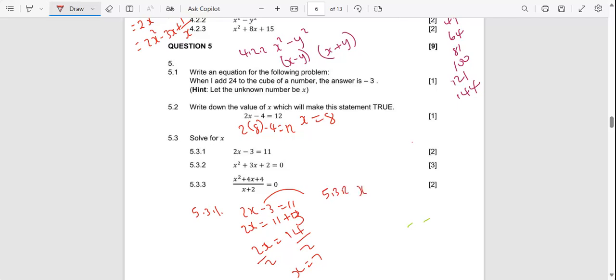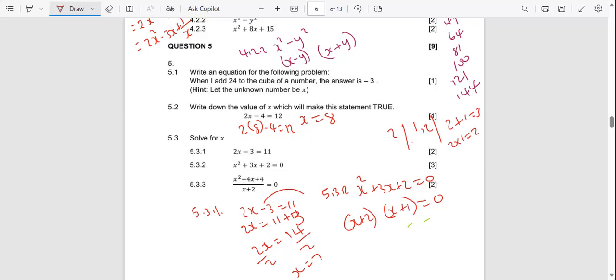5.3.2. x squared plus 3x plus 2 equals 0. This is a trinomial, guys. The first thing that we're going to start by is factorizing and then solve for x. I'm going to have my x here. We're going to look for the factors of 2. Factors of 2 are 1 and 2. Two numbers, when we add them, they must give me 3. When I multiply them, they must give me 2. It's 1 and 2, obviously, because 2 plus 1 is 3 and 2 times 1 is 2. So I will have positive 2 here and positive 1 here.